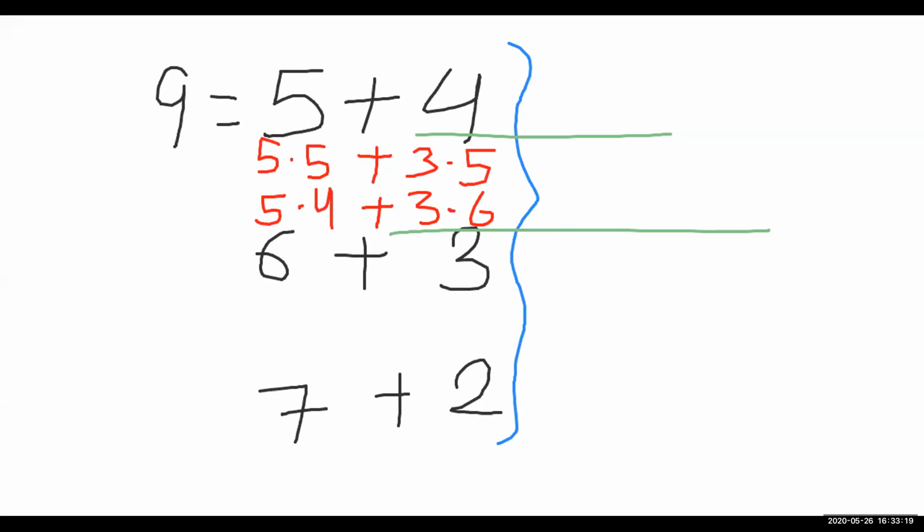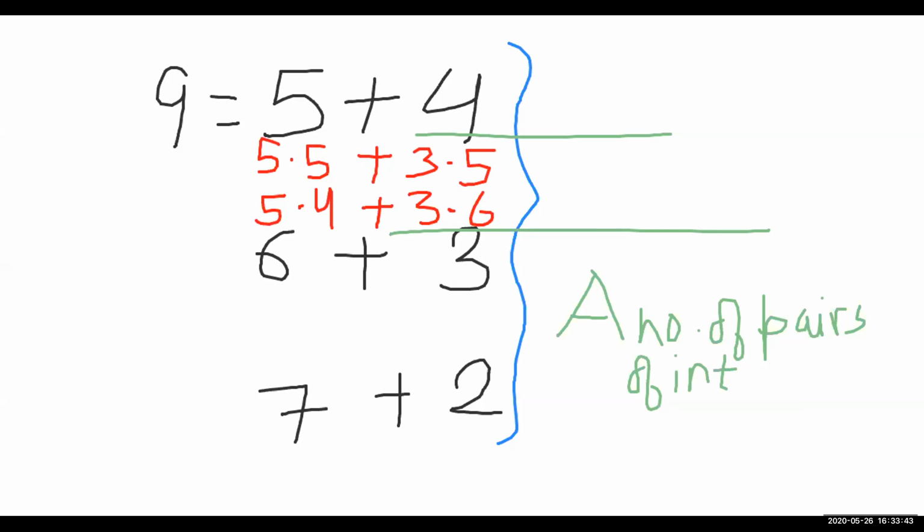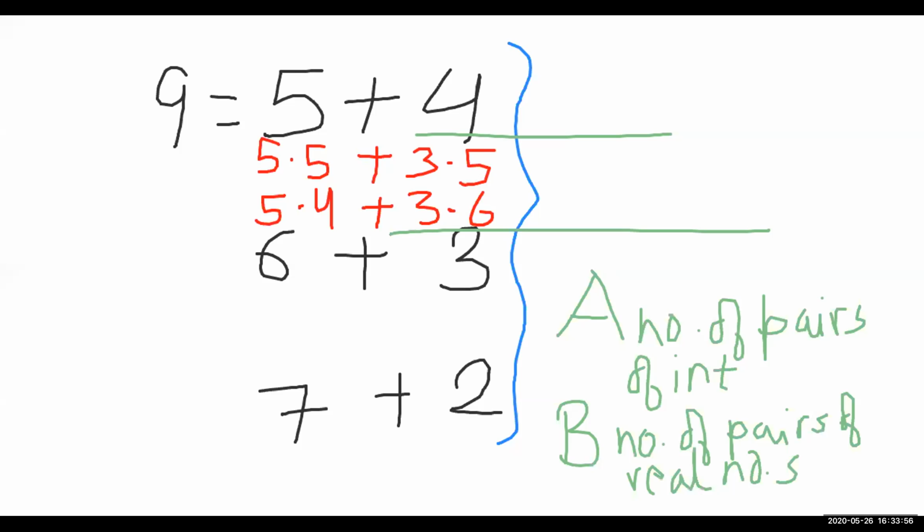So if I were to talk about a number A, which is the number of pairs of integers that add up to 9, and B, the number of pairs of real numbers which add up to 9, which number is bigger, A or B?